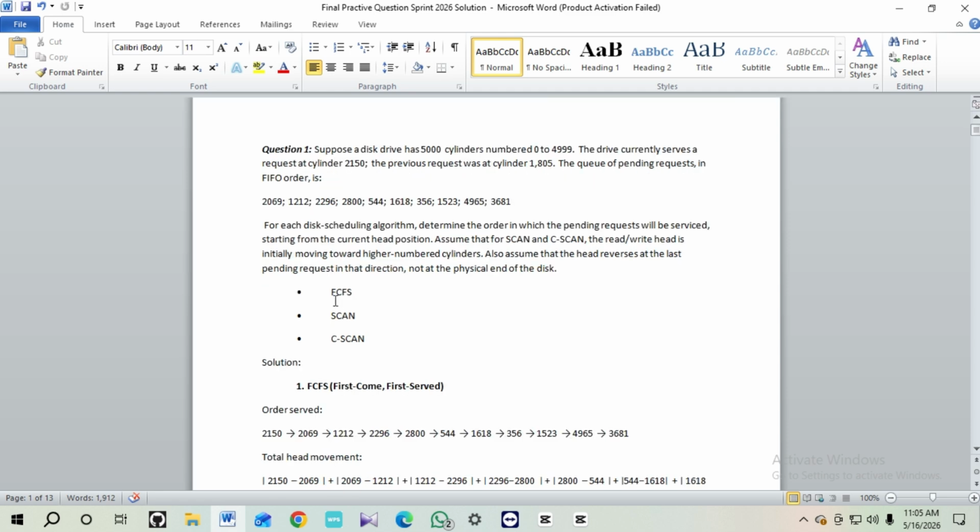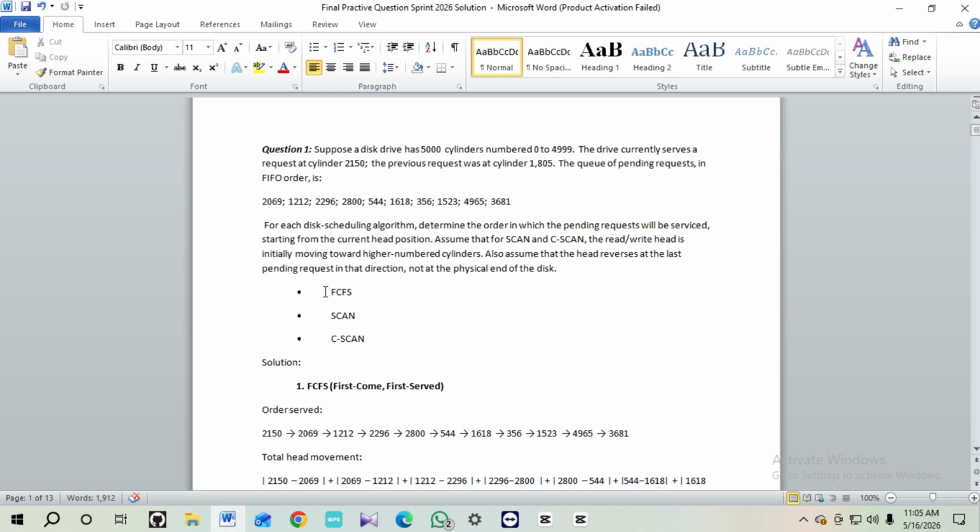For each disk scheduling algorithm, determine the order in which the pending requests will be serviced, starting from the current head position. Assume that for SCAN and C-SCAN, the read and write head is initially moving toward higher numbered cylinders. Also assume that the head reverses at the last pending request in that direction, not at the physical end of the disk.